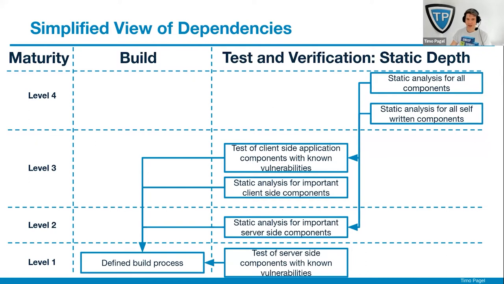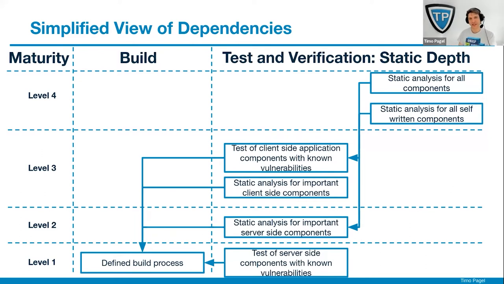And this doesn't have more dependencies, but you can see that the static analysis for important server-side components has, on level 4, other things which depend on it. That can be, for example, a tool like FindSecurityBugs. First, you just analyze important components, maybe authorization components, and later all self-written components. And afterwards, maybe you do vendoring. That means that even the open source code you pull, you want to perform static analysis. This is level 4, that is very, very high maturity.